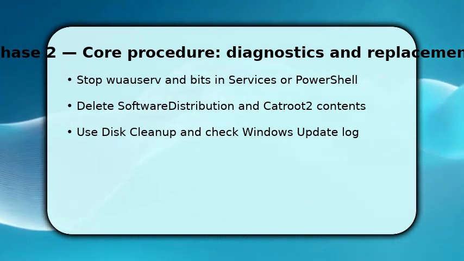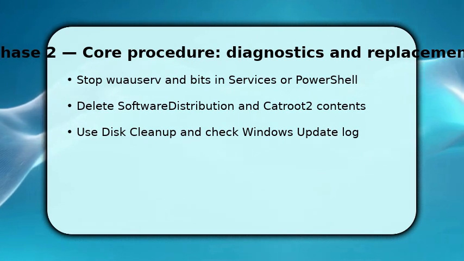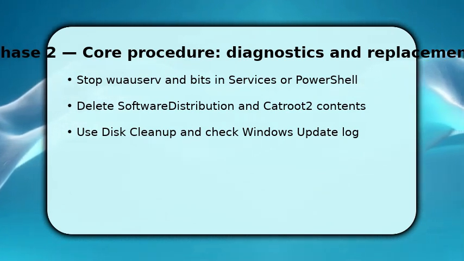Next, run Disk Cleanup as administrator to remove temporary Windows Update files. If you prefer PowerShell, stop wuauserv and BITS with Stop-Service commands. This ensures no files are locked, and the system won't reapply the update automatically.